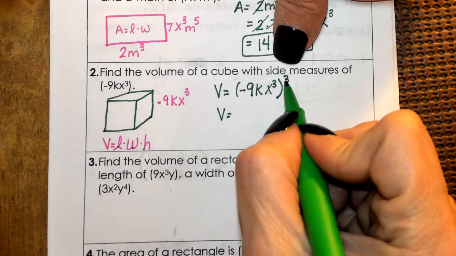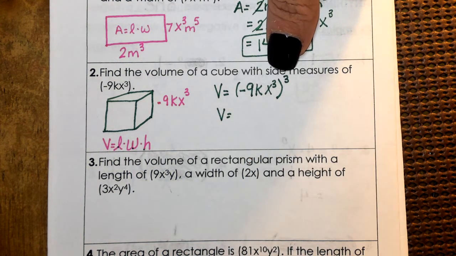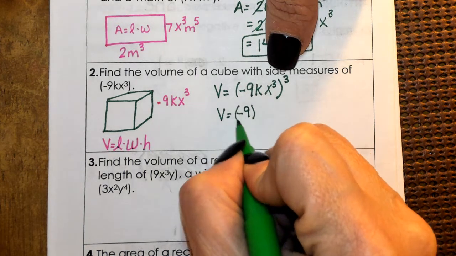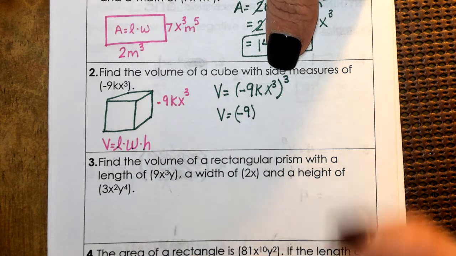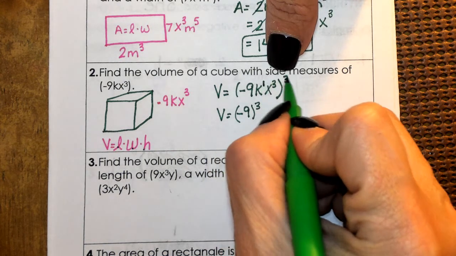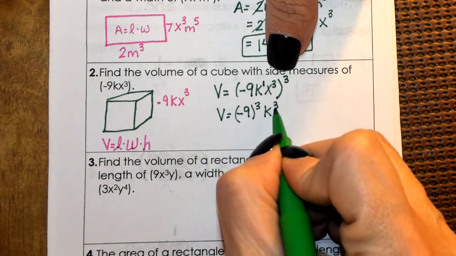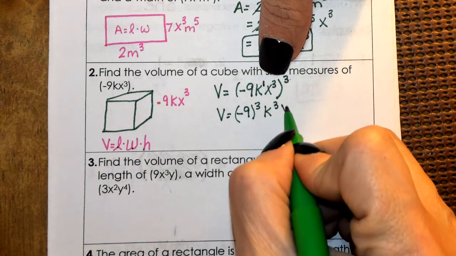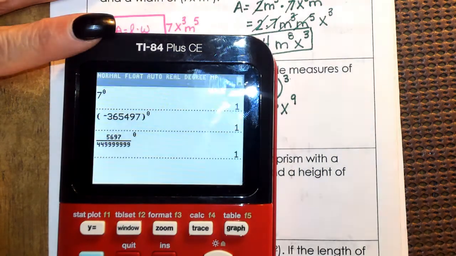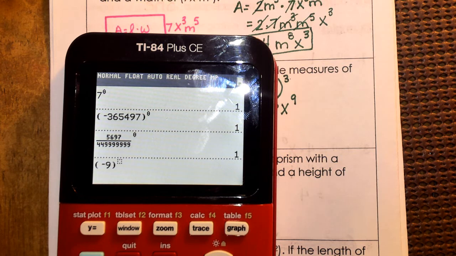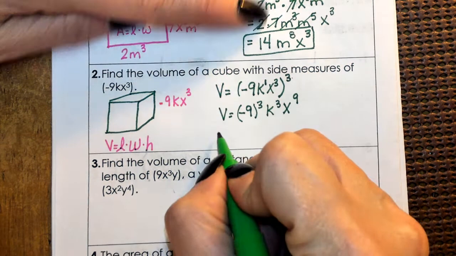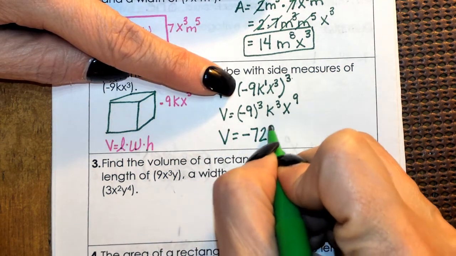So the volume equals. Okay, exponents are really, really bossy. So that 3 is bossing that 9 around, and he says, negative 9, I need you to multiply, because remember, when you have a number inside here, you're going to put it in parentheses 3 times. There's a 1 here. 1 times 3, k to the third. 3 to the 3 is x to the 9th. So I just need to do negative 9 to the third power. So parentheses, negative 9 parentheses to the third power, and I get negative 729. So the volume equals negative 729.